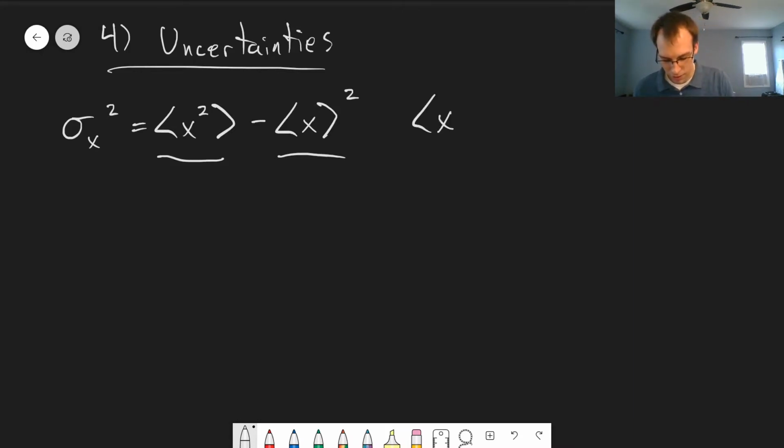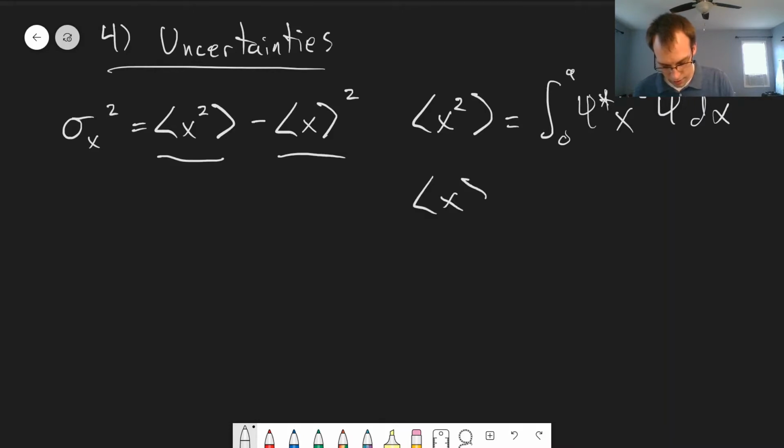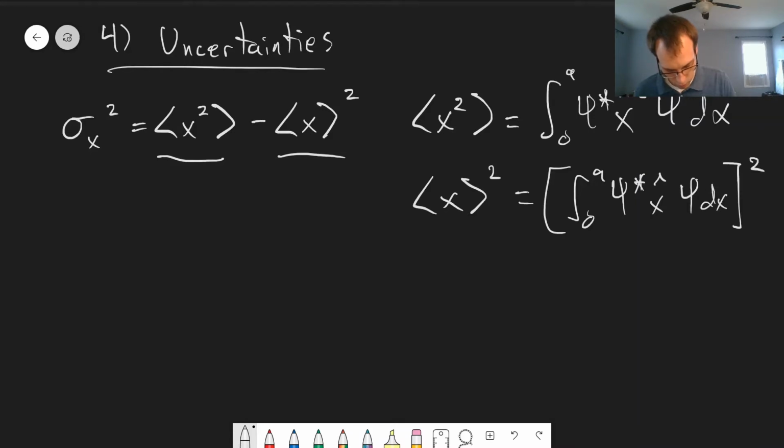The expectation value of x squared is the integral from 0 to a of psi star, x hat squared, psi dx, whereas the expectation value of x, squared, is just the expectation value of x and the whole thing squared. So these are slightly different from each other. Let's look at a specific example.